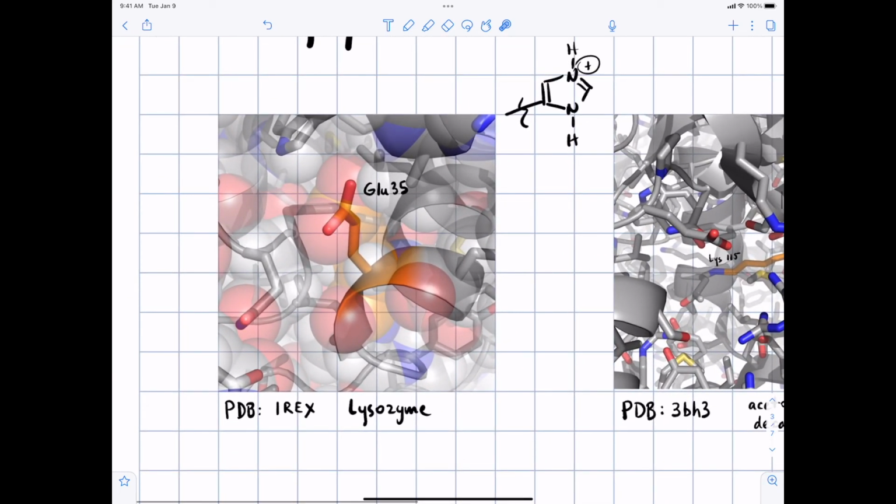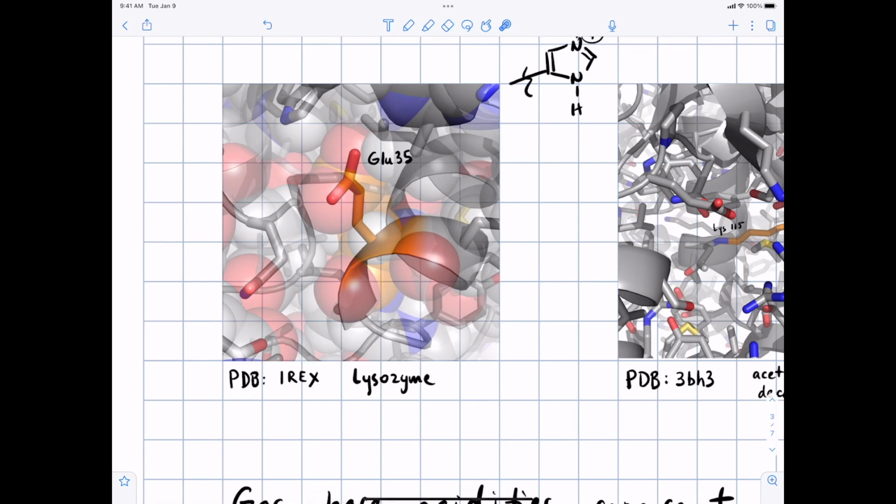So here is lysozyme, here is glutamate 35. You're seeing a ribbon diagram of the protein with side chains shown as sticks. Carbons are either gray or orange. Red is oxygens, blue is nitrogens. Superimposed on this is a space filling model, so you can see that this glutamate is not exposed to water. It's surrounded by a bunch of other things, and that influences its pKa.